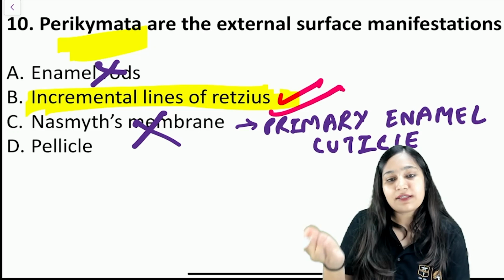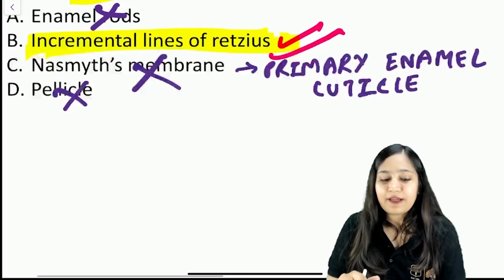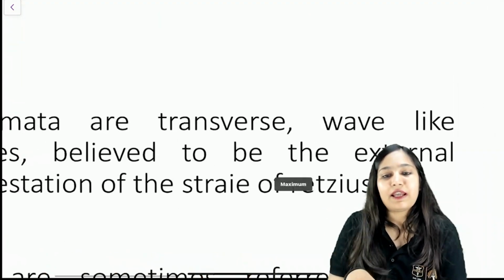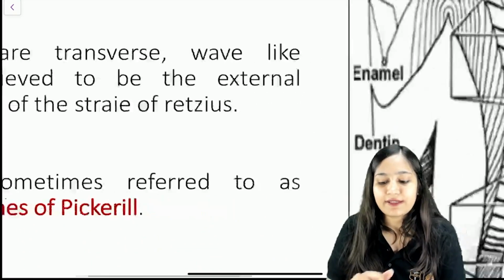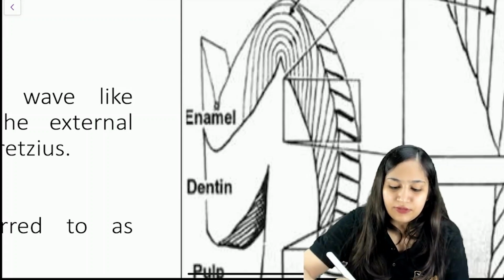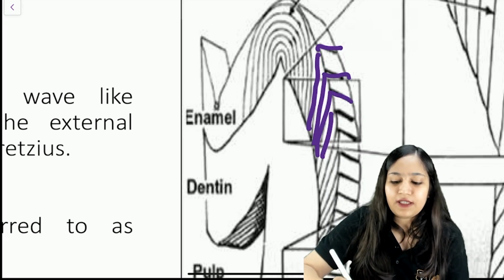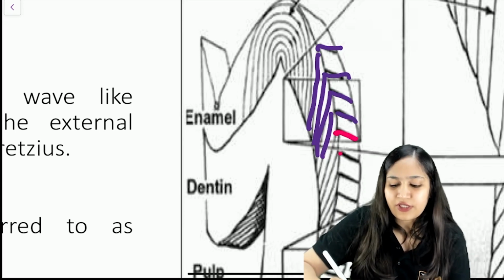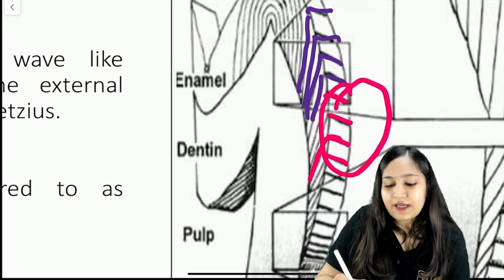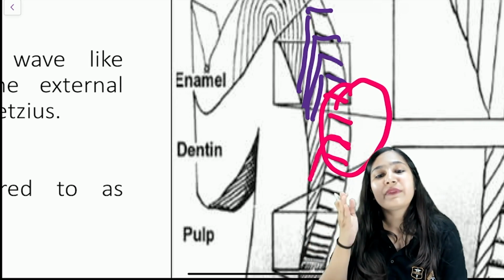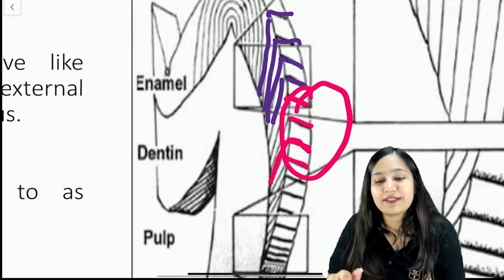Pellicle, again, is a surface structure. It is also not the external manifestation. Perikymata are mainly transverse wave-like grooves believed to be the external manifestation of striae of Retzius. So in this diagram, we can see these are our striae of Retzius, and externally, these structures which are seen are perikymata. So the striae of Retzius ending on the surface of the tooth are known as perikymata. They're basically the external manifestation of striae of Retzius.